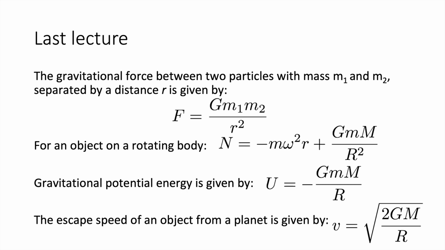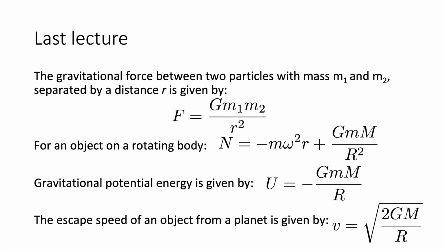We saw that for an object placed on a rotating body, such as a planet, the normal force, which is analogous to what the scales measure, is given by N = -m ω² r + G M m / R², where the little m stands for the mass of the object and the capital M stands for the mass of the planet. The capital R here is the radius of the planet.